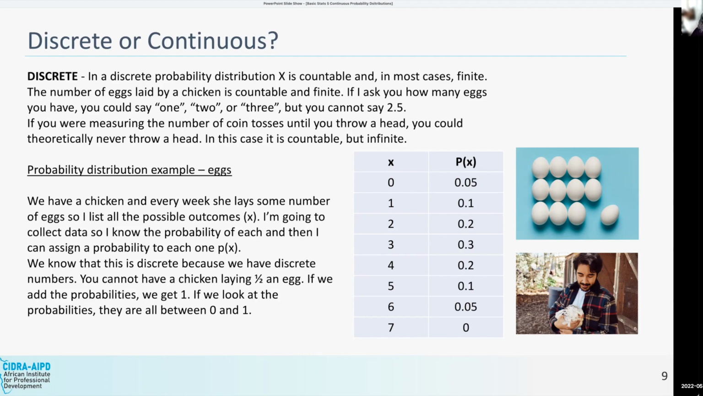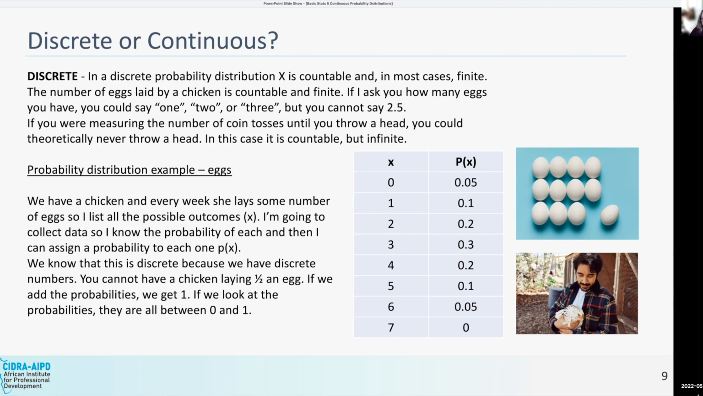I have an example here that I've picked out, and so we have a chicken, and every week she lays some number of eggs. I'm going to list all the possible outcomes, which is this column here, X. Got 0, 1, 2, 3, 4, 5, 6, and 7. And that's, in my experiment, all the possible outcomes. And then I'll go about collecting a little bit of data, and then I know the probability of each of those things. I can assign a probability to each of those X values.